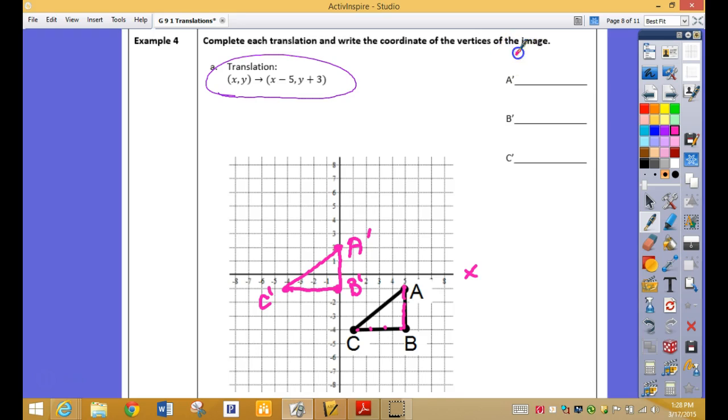Now, ordered pairs of our new image up here. Parentheses, each number separated with a comma. What is my new image? A. What is it? A is 0 and 2. Good. What is B? 0, negative 1. And C? Negative 4, negative 1. Excellent.